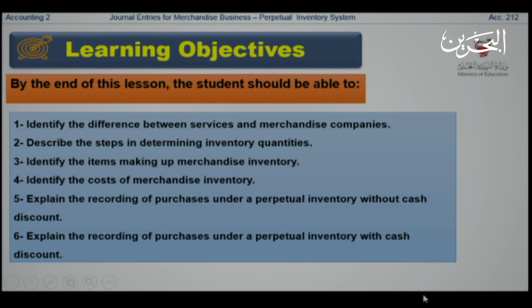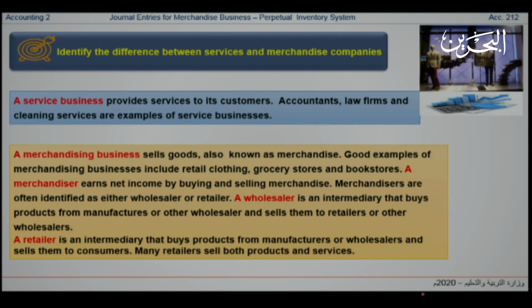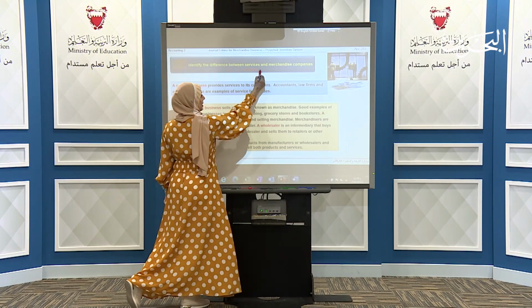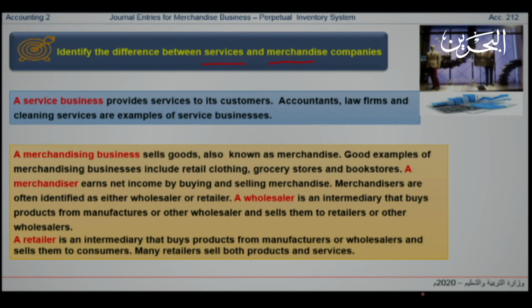And fifthly, explain the recording of purchase under a perpetual inventory system without cash discount. And we will finally end with explaining the recording of purchase under a perpetual inventory system with cash discount. Let us start with identifying the difference between the service and the merchandise company.